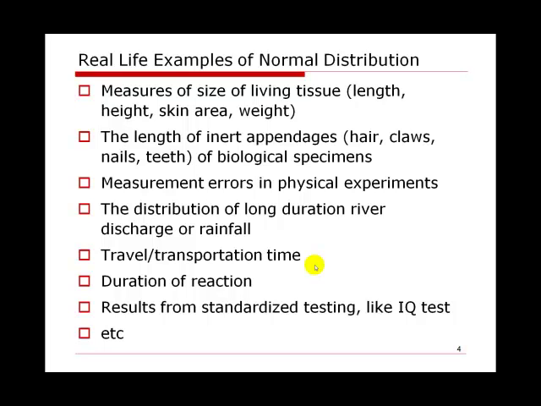And these are some of the variables from real life that are either normally distributed or approximately normally distributed. Things like measures of size of living tissue, like the length, height, skin area, weight, the length of inert appendages, hair, claws, nail, teeth of a biological specimen. Measurement error in physical experiment, the distribution of long-duration river discharge or rainfall, the travel or transportation time, duration of reaction, results from standardized testing like IQ test. All these variables can be approximated by a normal distribution.